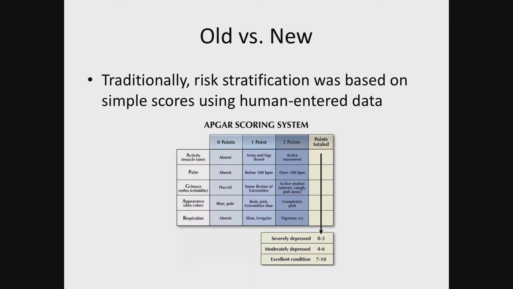It's shown here. For each of these different criteria, activity, pulse, grimace, appearance, respiration, you look at the baby and you say, well, activity is absent, or maybe there's active movement. Appearance might be pale or blue, which would get 0 points, or completely pink, which gets 2 points. And for each one of these answers, you add up the corresponding points.